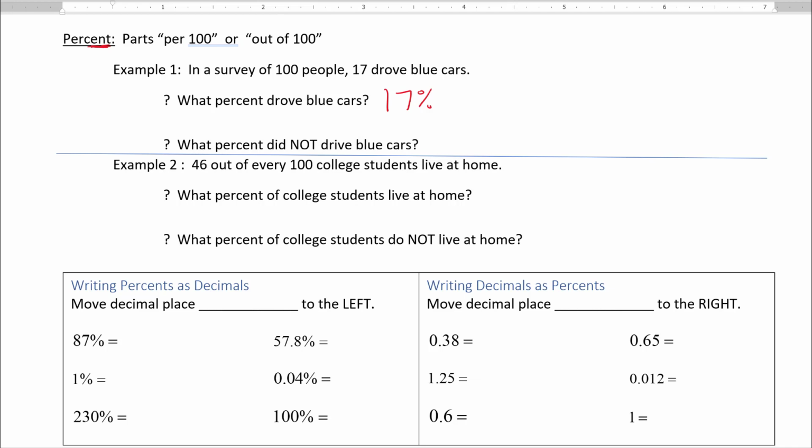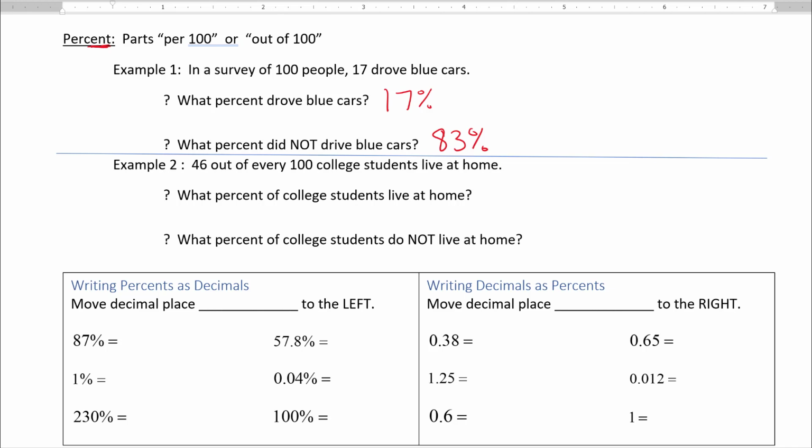Okay. What percent did not drive blue cars? Well, if 17 people did drive blue cars, if you subtract that from 100, that is going to get you 83% did not drive blue cars. And this is really easy because it's out of 100 people. We're going to be looking at more surveys much later on in the course, which are not out of exactly 100, so the percent is going to be a little bit more difficult, but for now, I'm just trying to introduce the word percent.